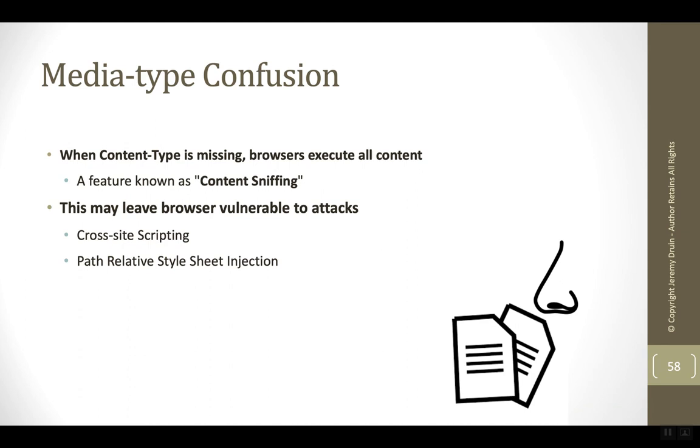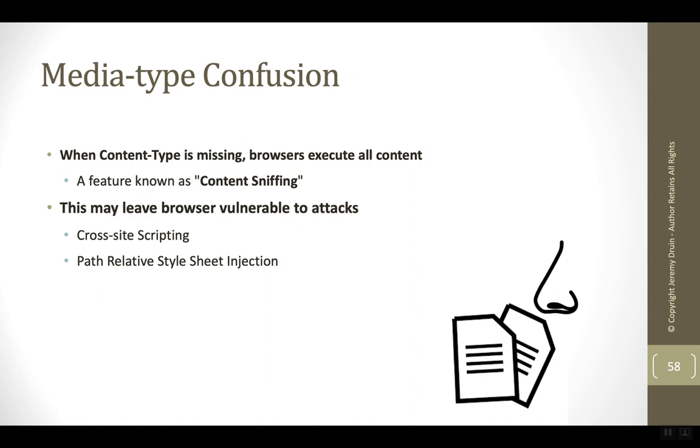If the content type is missing, browsers could execute content that is inside of the document mistakenly. So for example, if the content type were missing, or the content type were set to an incorrect value, like plain text, the browser may try to guess at what the content is, make a mistake thinking that the content is executable, and then execute the content.